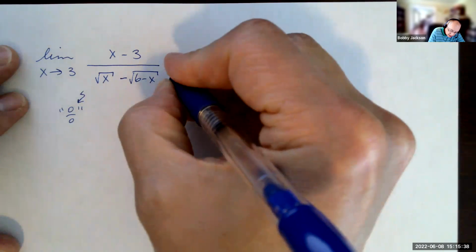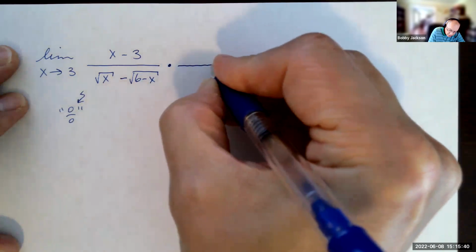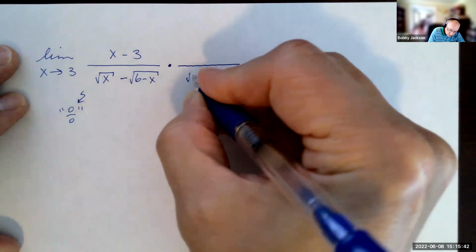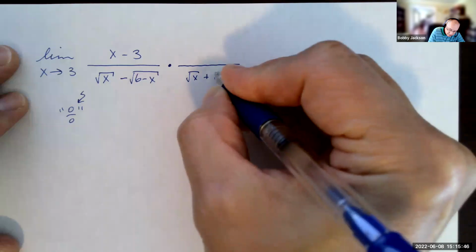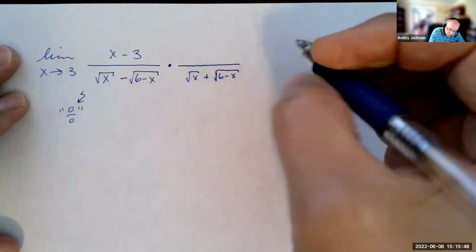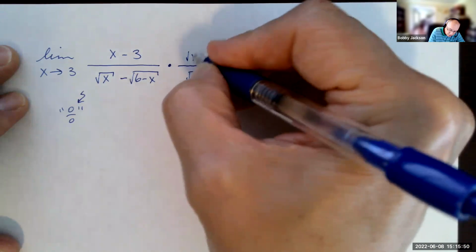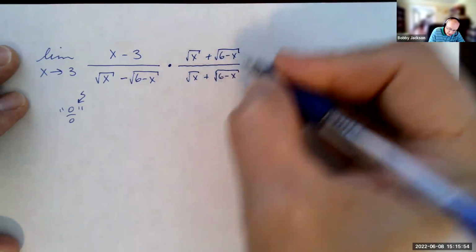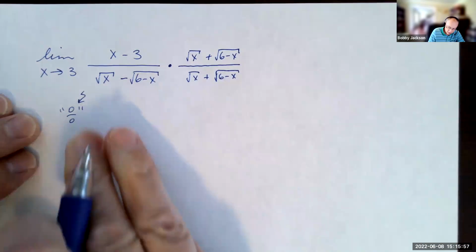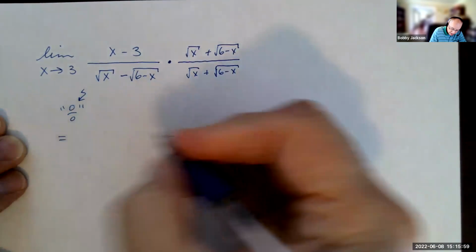So if you remember, the conjugate of that denominator would be the square root of x plus the square root of 6 minus x. Of course, what I do to the denominator, I must do to the numerator as well, so that I am in effect multiplying by a grand total of 1. So let's multiply this out.